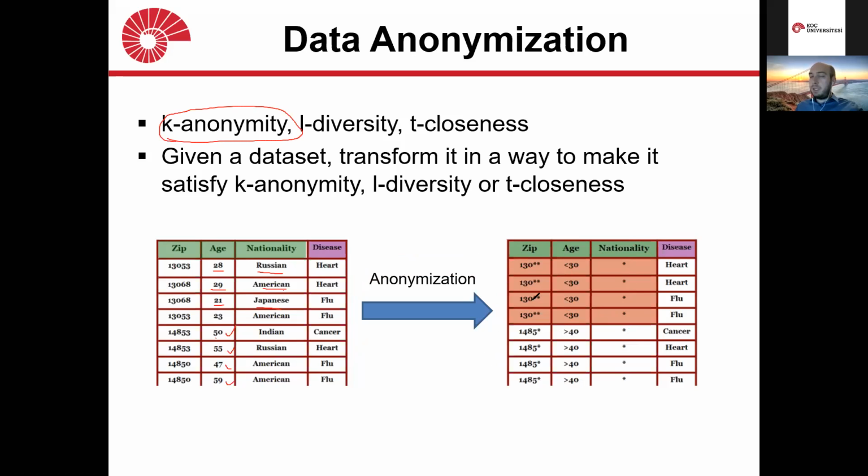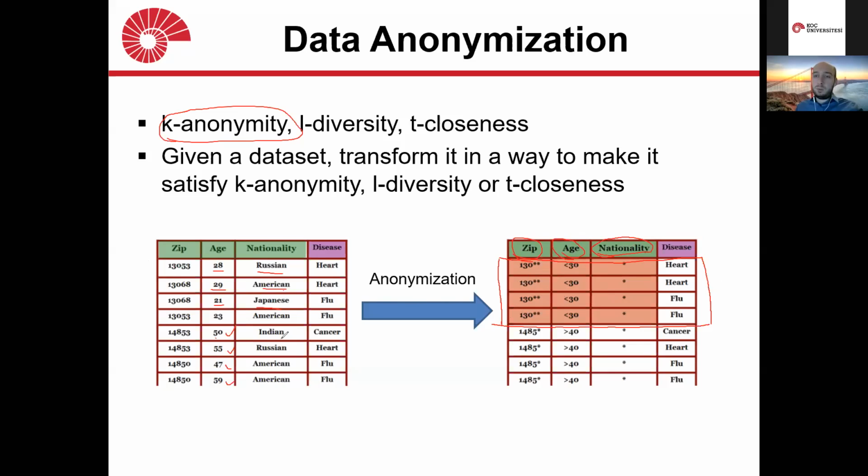Here, what we do after these generalizations and suppressions, these 4 records here are identical to each other in terms of zip, age, and nationality, meaning that if you only consider a person's zip code, age, or nationality, you cannot pinpoint exactly which one of these 4 records the individual corresponds to. So this is true for the anonymized data.